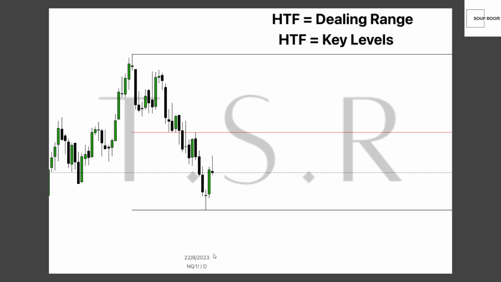So the daily in this scenario is going to be used as our higher time frame to form what? To form the dealing range. Our higher time frame is also used to form the key levels, to look for the key levels. This is a key level, this bearish PD array right here, fair value gap, and this is a bearish key level right here, a daily order block to go short.